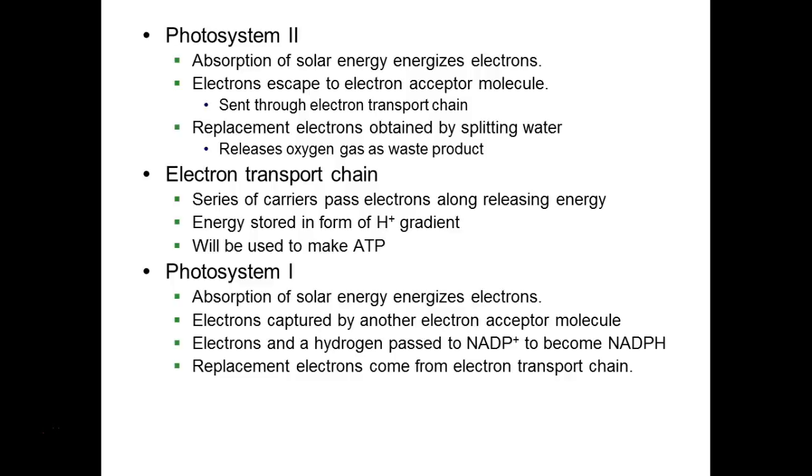The replacement electrons that are lost from the photosystem I reaction center came from the electron transport chain and photosystem II. Okay, so remember that the electrons that replace in photosystem II come from water. The electrons that replace in photosystem I come from photosystem II.